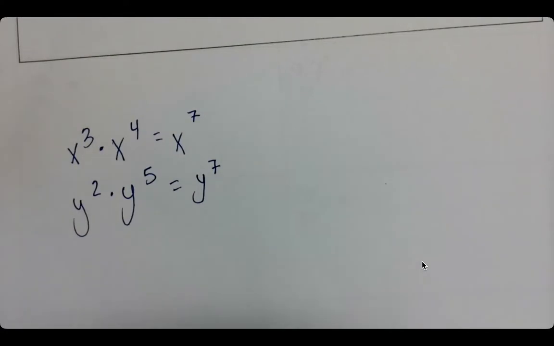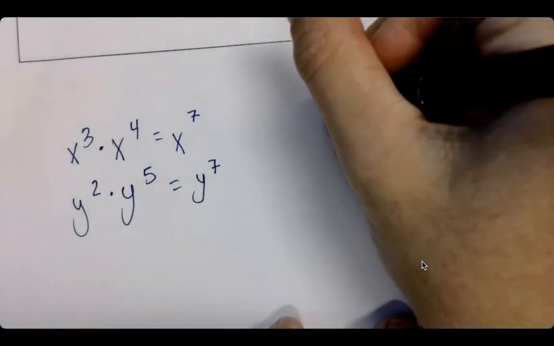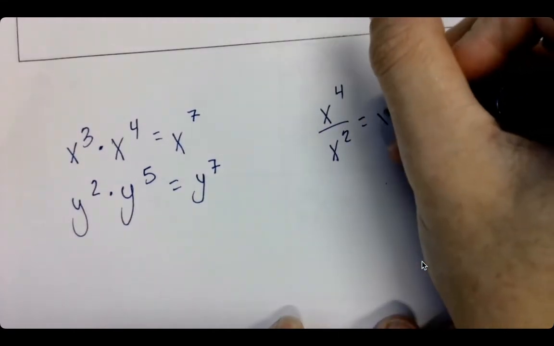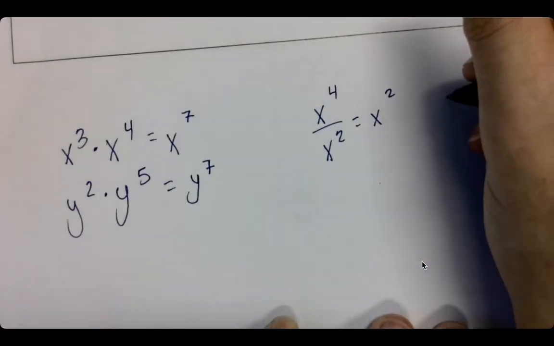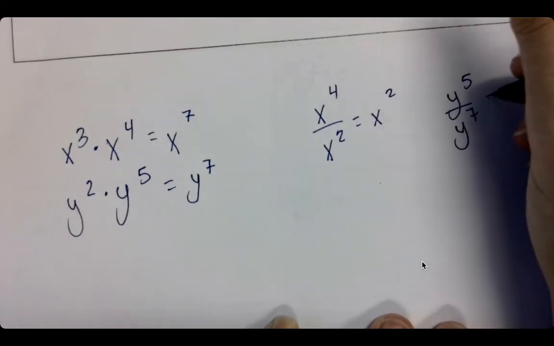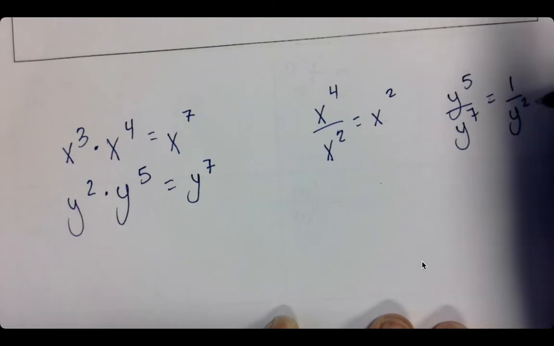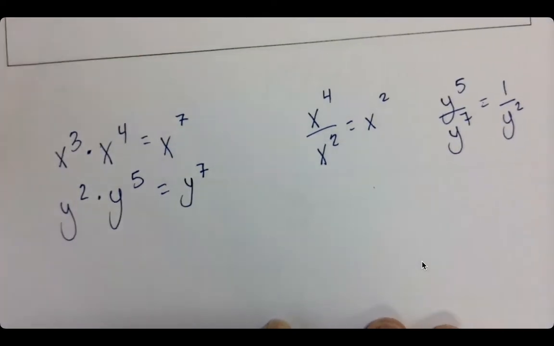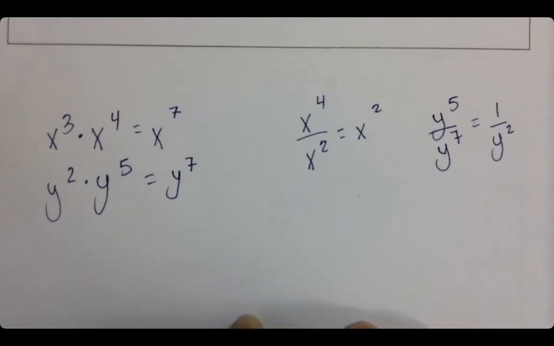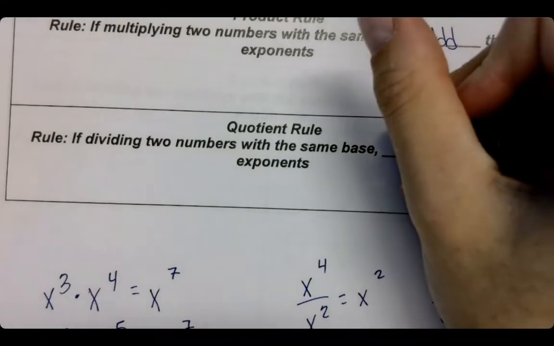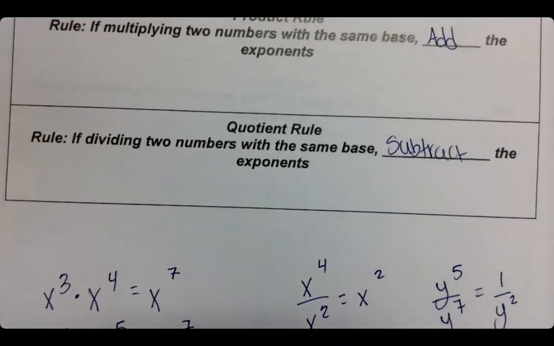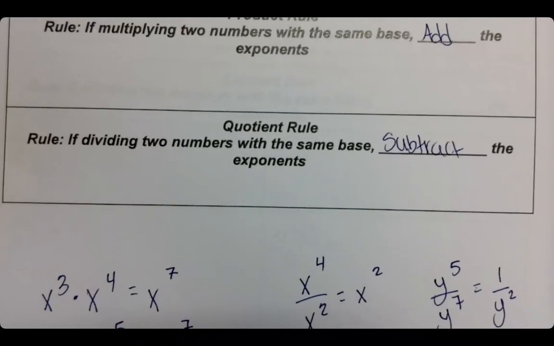So I'm going to give you, again, a few examples and see if you can figure it out. So I have x to the fourth over x squared, and that's going to equal x squared. I have y to the fifth over y to the seventh, and that's going to give me 1 over y squared. What do you think that rule is? You are going to subtract. So when you are dividing with the same base, you are going to subtract the exponents.